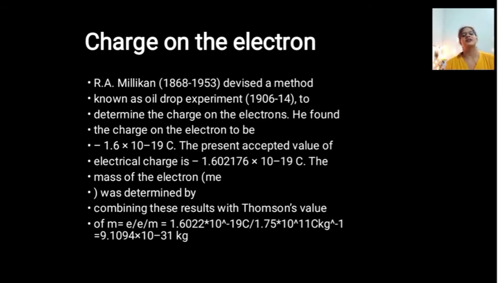Now, when advanced machines came, they detected the presently accepted value of the electrical charge, which is 1.60217 into 10 to the power minus 19. So he was completely close to that value. But I know there are a lot of perceptions, like you can see these tiny values there, but yes, that's correct.